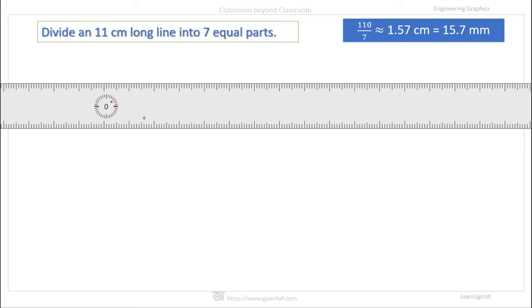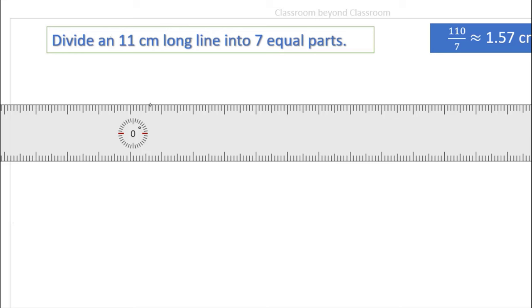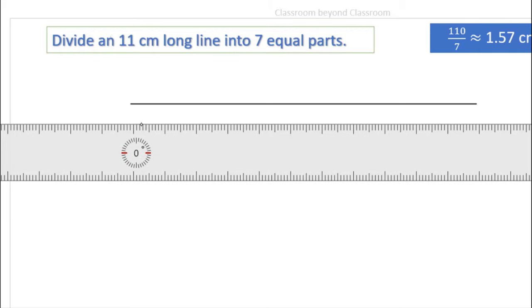Let us first draw a line which is equal to 110 millimeter or 11 centimeter. So we'll start from here: 1, 2, 3, 4, 5, 6, 7, 8, 9, 10, and this is 11 centimeter. So this is a line which is equal to 11 centimeter long. Say the line is AB. We are to divide the line AB into 7 equal parts.